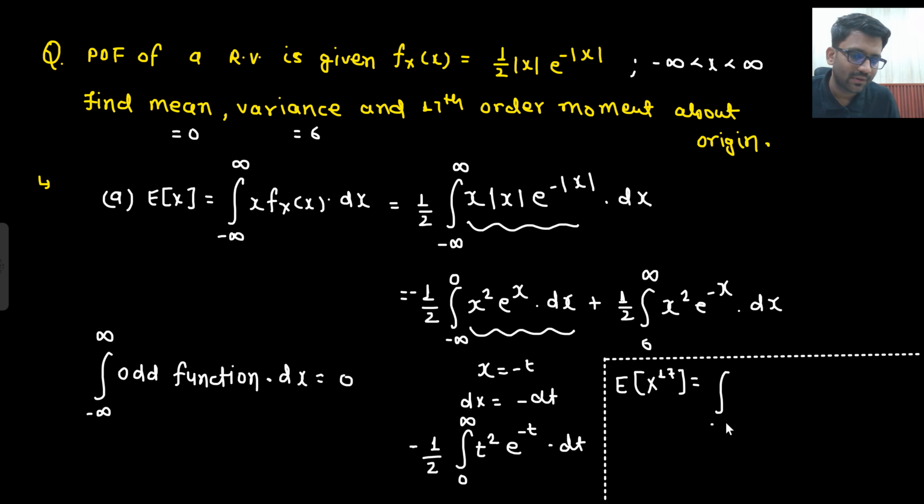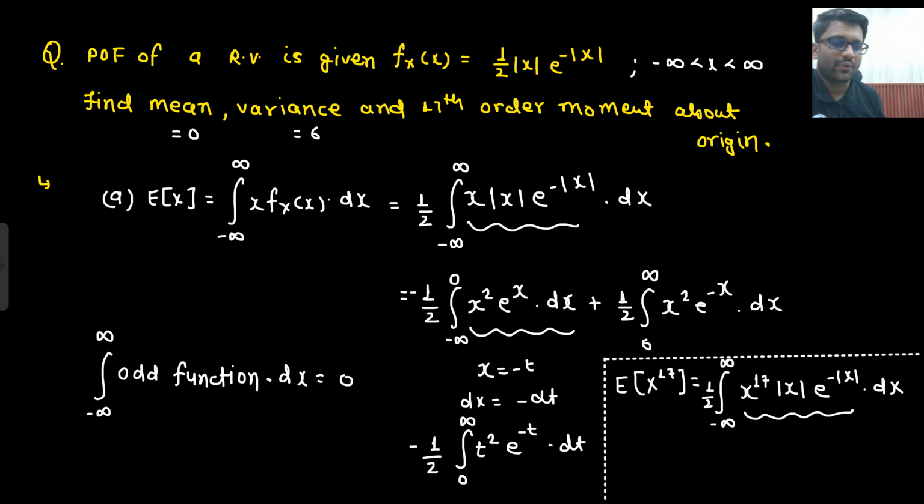So what that would be equivalent to? Minus infinity to infinity, x to the power 17, 1 by 2 outside, mod of x, e to the power minus mod of x dx. Now let me know what is this, even or odd? Odd, right? If you put minus x in place of x, what will happen? Minus sign will come outside. So this is an odd function. And if it is an odd function, that means integration will throw 0. That's it. 17th order moment about origin would be equivalent to 0 only.